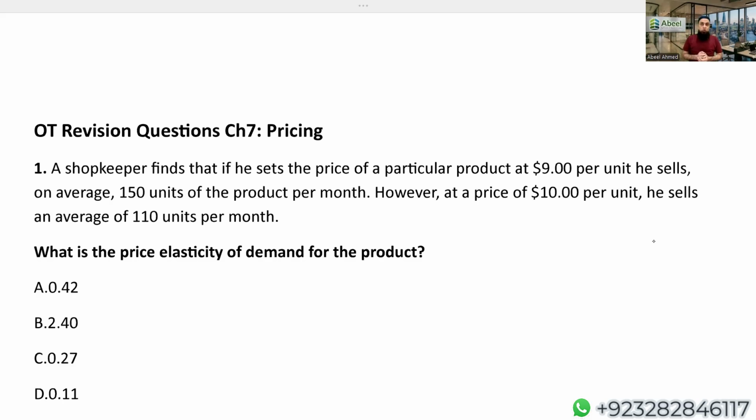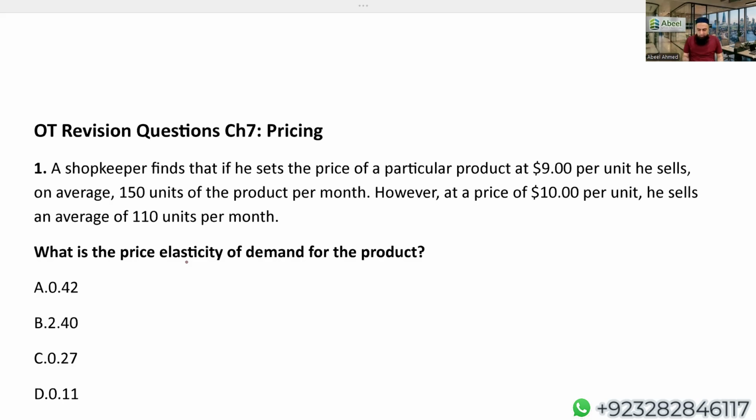Let us discuss one question which we have taken as usual from the study hub. This question is on price elasticity of demand. Basically, how do we calculate price elasticity of demand? It's very simple. We just need to know two things: percentage change in quantity demanded divided by percentage change in price. So let's begin the question.